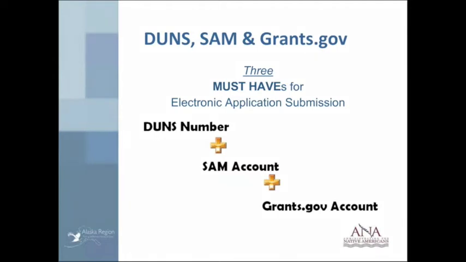So you've got three things to submit your application electronically. You have to have your DUNS number. You have to have a SAM account, which is System for Award Management. And for those of you that have been in the grants business for quite a while, that used to be the CCR, and it became the SAM. And then lastly, you have to have a Grants.gov account, because ultimately you will be submitting your application through your Grants.gov account.